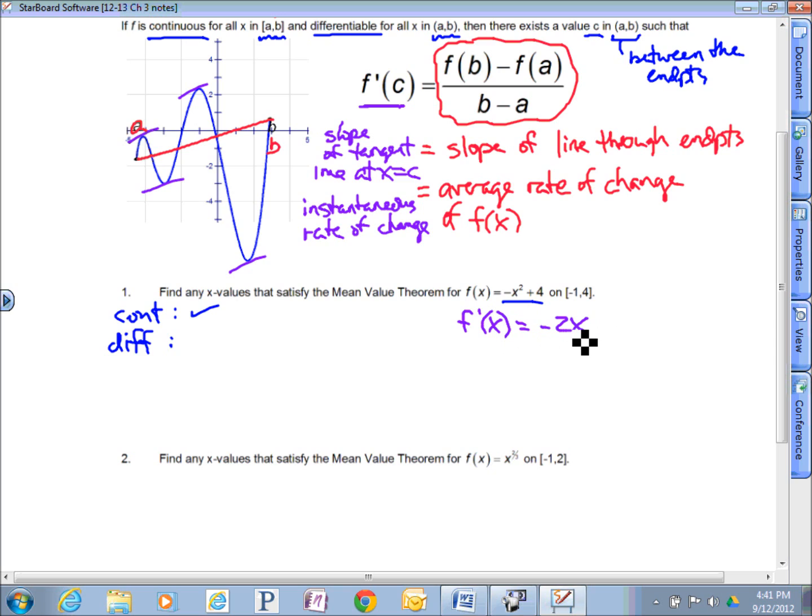Are there any issues with f prime of x? Is it going to have any breaks in it? Are there any sharp turns in it? No, there's definitely not. This thing is definitely differentiable, so no problem there. So we jump through both hoops.